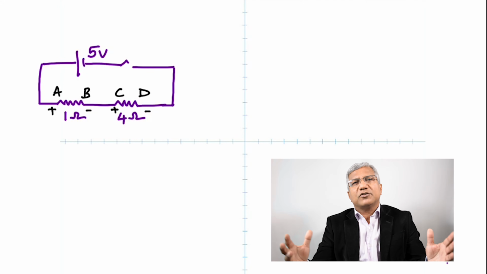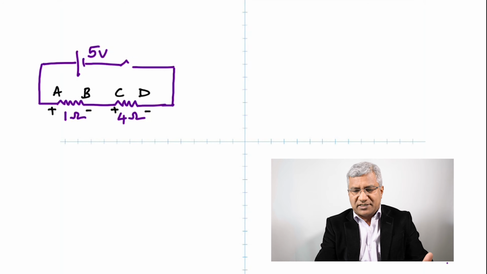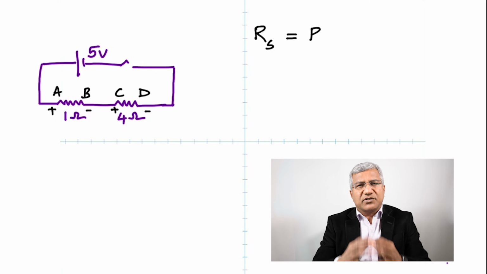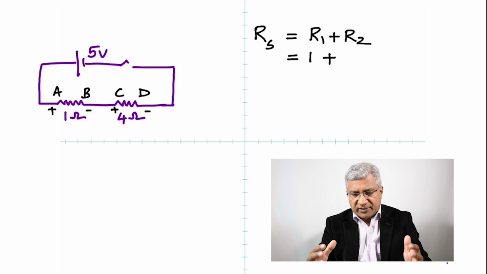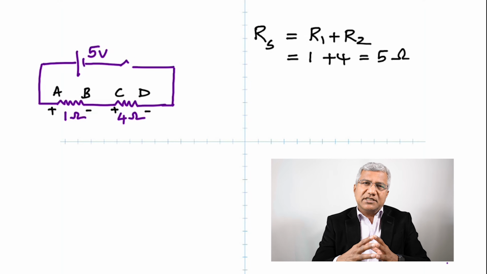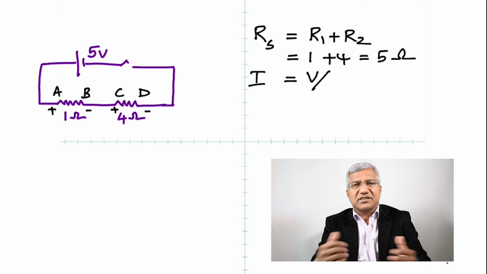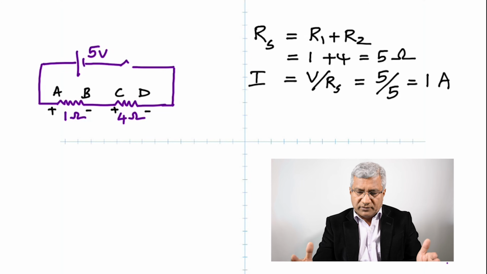To find the total resistance, just add them up. That means the total resistance is 5 ohms. So the total resistance in a series circuit is simply the sum of the resistances, which gives us 5 ohms. The next question is, what is the current flowing through these resistors? According to Ohm's law, current is voltage by resistance. Therefore, the voltage is 5 volt, the resistance is 5 ohms, and you get 1 ampere.